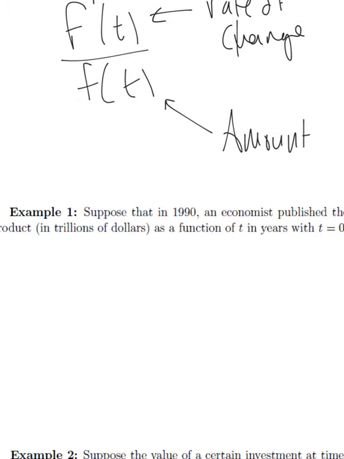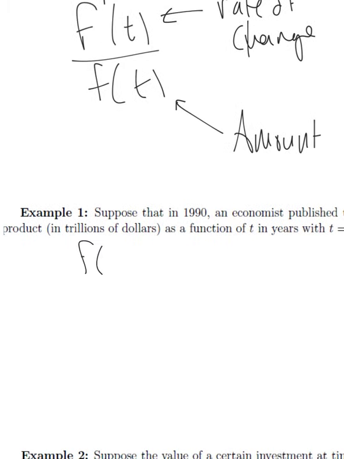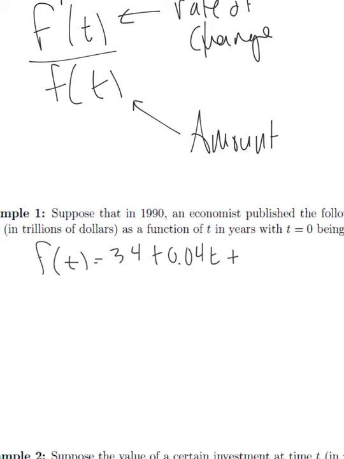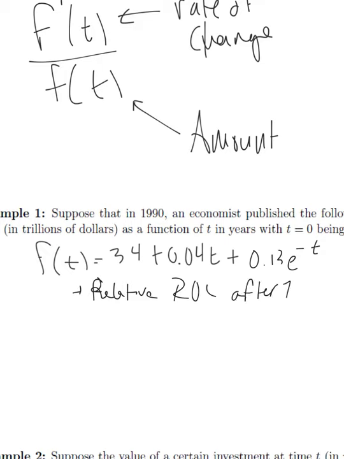In this next example, I forgot to mention, this is modeled by the function f of t is equal to 3.4 plus 0.04 t plus 0.13 e to the negative t. All right, so this is our function. We want to find the relative rate of change after 1 year.